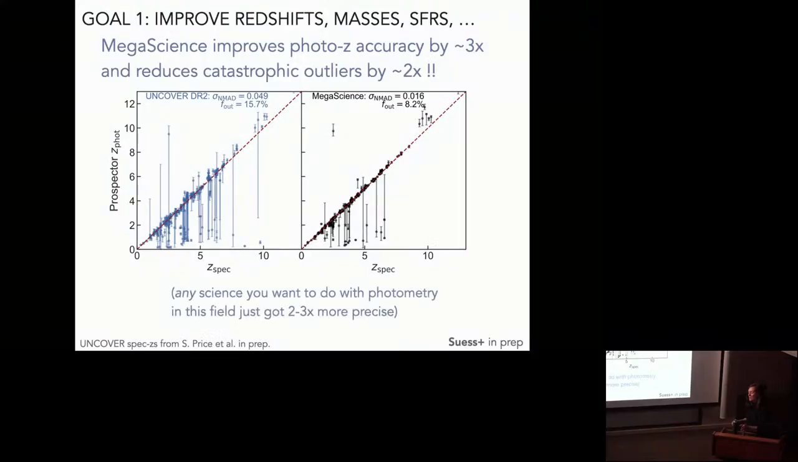And so the key thing is that a lot of the science that you're doing down the line, inferring stellar masses and star formation rates and all of this stuff, really depends on getting the photometric redshift right. And so by improving the precision of our redshifts by about a factor of 3, we're really affecting all of this science that we can do in this field down the line, and really reducing the error bars on basically any measurement that we want to make of galaxy scaling relations by similar factors of something like 2 to 3.